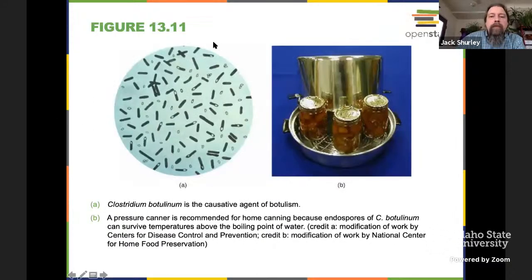Okay. So this, the Clostridium botulinum, is one of the ideas for why we want to use a pressure cooker or an autoclave in the first place.